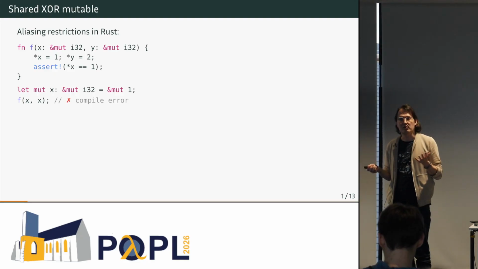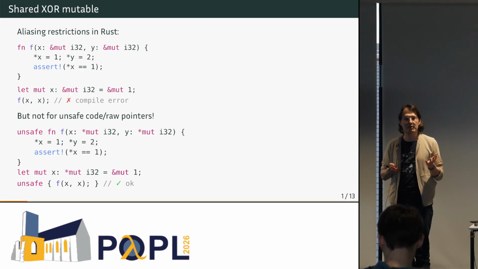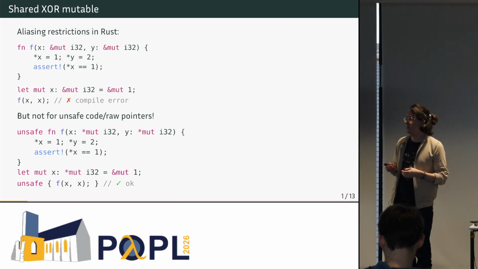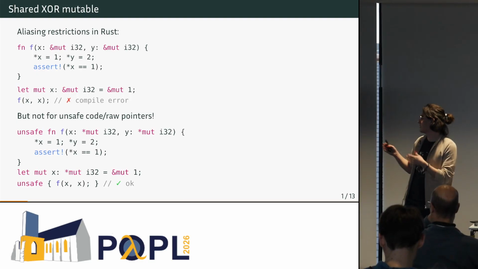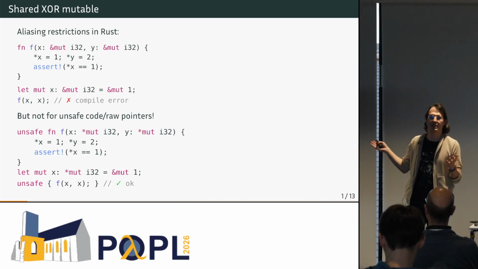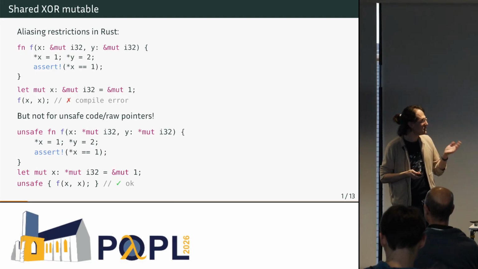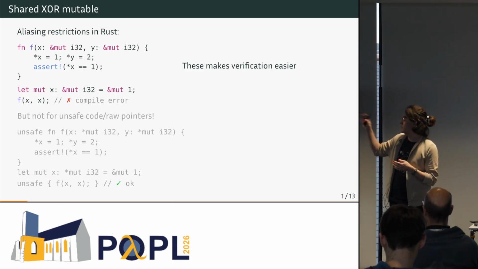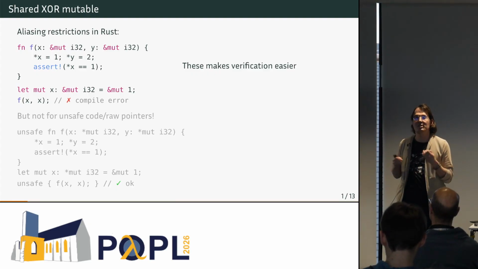If you do want to alias, you can use raw pointers and some unsafe code. And so you code basically the same function, but you replace ampersands with stars. And you add some unsafe, and then it works, except of course it will crash at runtime because the assertion no longer passes. As much as possible for our purposes, we'll try to keep doing stuff in this world because it's much easier for verification.